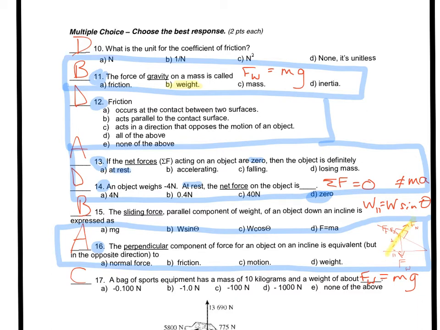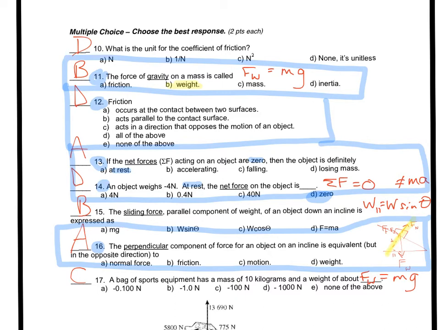Number 13 and 14 are related, as you'll recall, and this goes back to writing net force equations. When something is at rest, the net force equation is equal to 0. If the net force equation is equal to 0, it's because it's at rest. They're saying the same thing, but in the opposite direction.